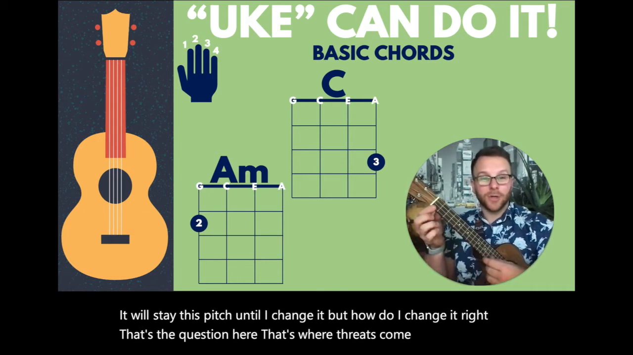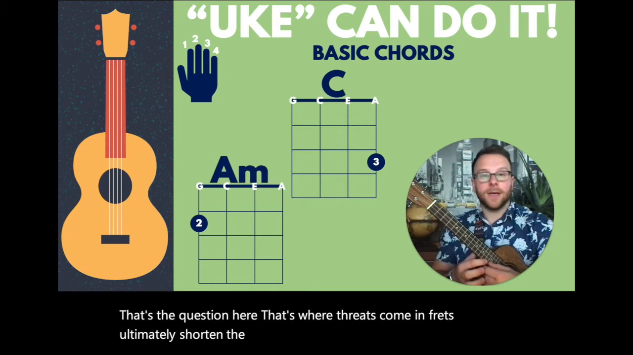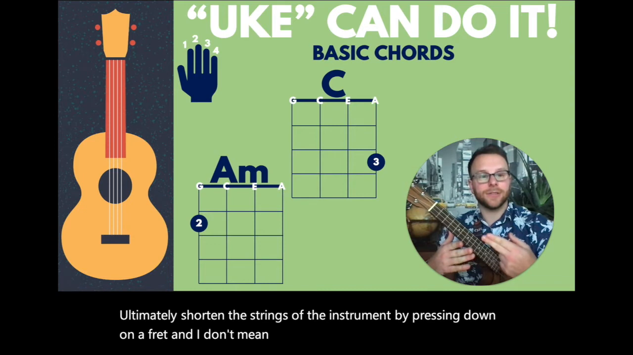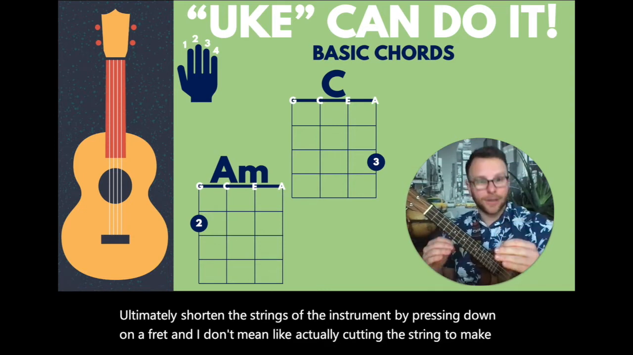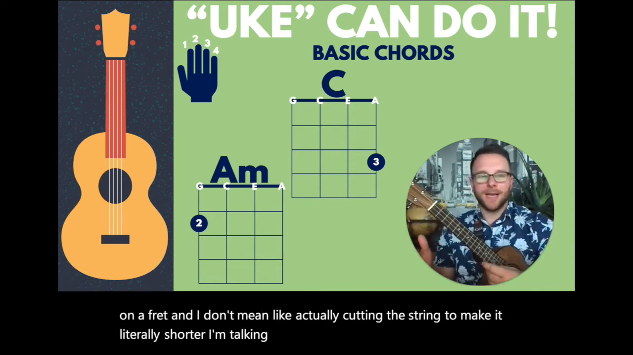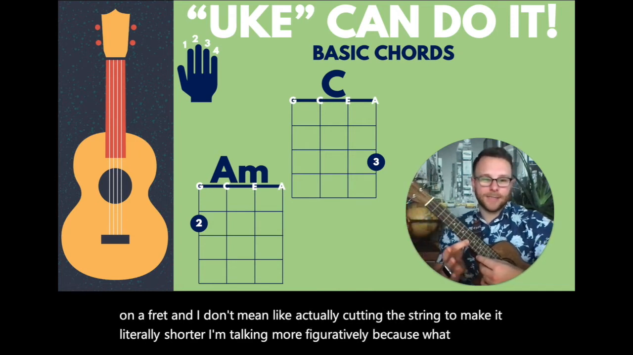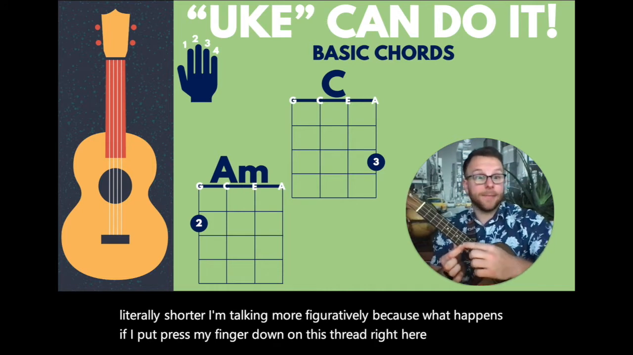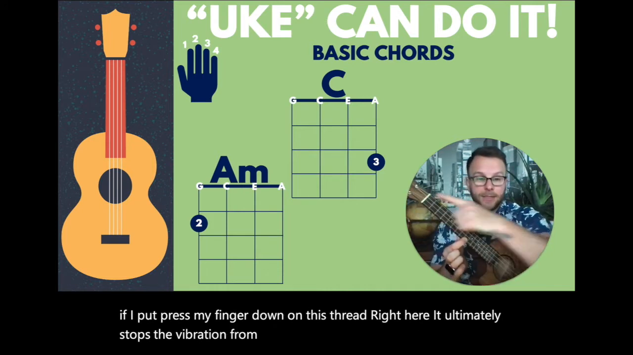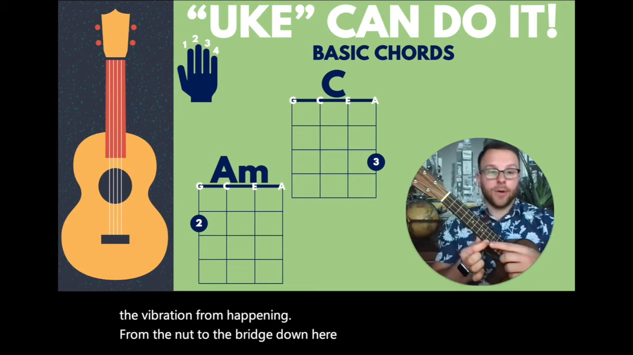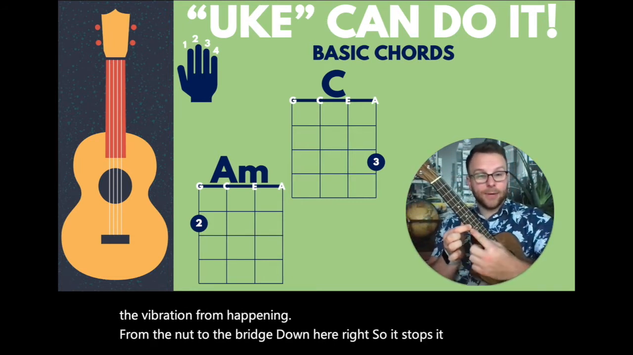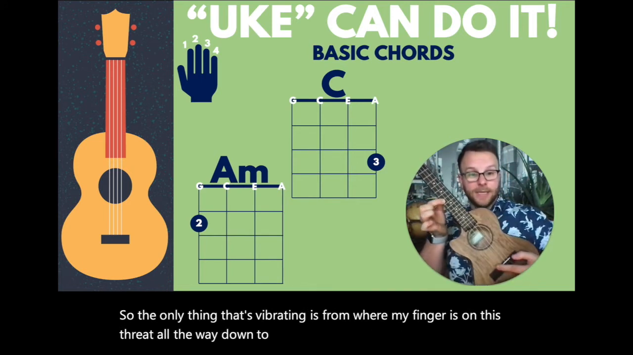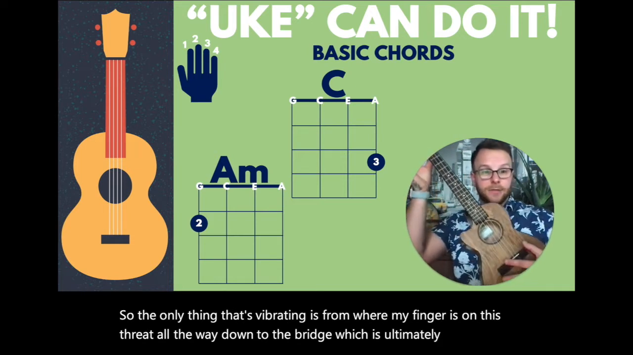Frets ultimately shorten the strings of the instrument by pressing down on a fret. And I don't mean like actually cutting the string to make it literally shorter. I'm talking more figuratively, because what happens if I press my finger down on this fret right here, it ultimately stops the vibration from happening from the nut to the bridge down here, right? So it stops it right here. So the only thing that's vibrating is from where my finger is on this fret all the way down to the bridge, which is ultimately shorter than from the nut to the bridge.